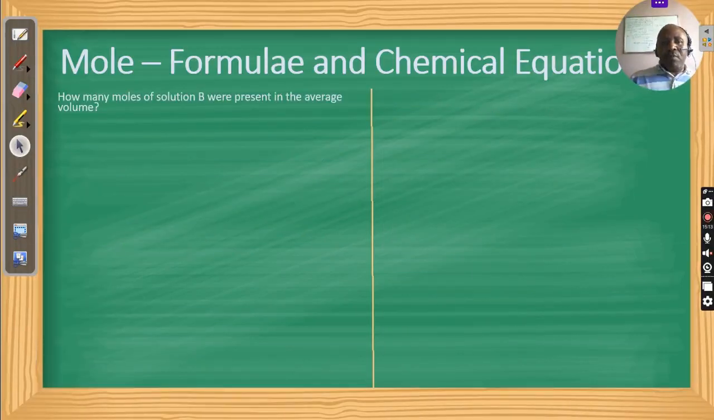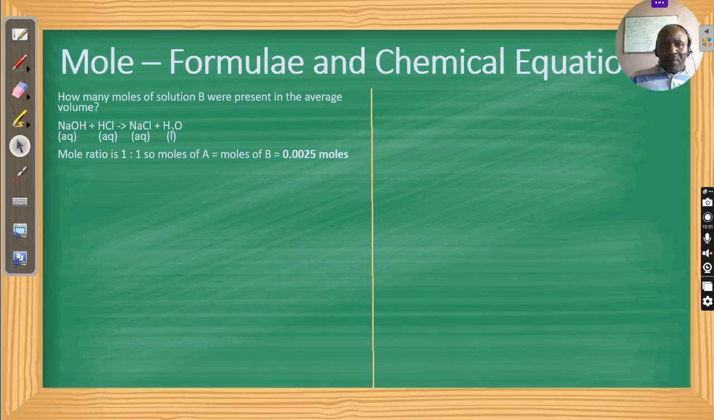Then how many moles of solution B were present in the average volume? Here what you need to do is first write the equation. The equation is, as you can see, sodium hydroxide plus hydrochloric acid gives you sodium chloride and H2O. You balance, and you find that the ratio is 1:1. Therefore, if the moles of sodium hydroxide were 0.0025, the same is the number of moles for B, which is hydrochloric acid. So the number of moles here is also 0.0025. This is because the ratio of reaction is 1:1.